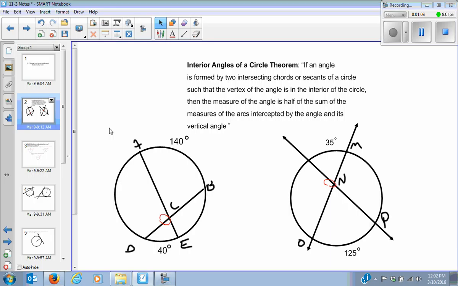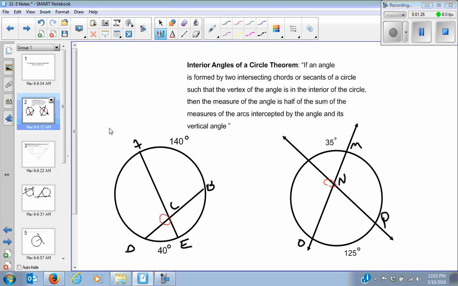So the interior angle of a circle theorem says, if an angle is formed by two intersecting chords or secants of a circle such that the vertex of the angle is interior, inside the circle, then the measure of the angle is half the sum of the measure of the arcs intercepted by its angle and vertical angles. So here's what it is.